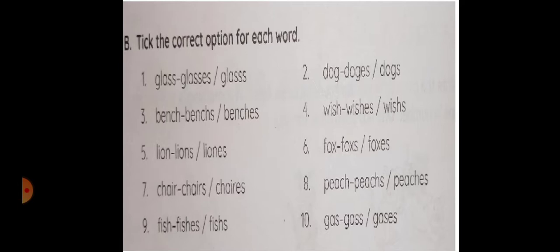Okay. Now take the correct option for each word. Glass, glasses, because the word ends in s, so the plural form will be es. Take the correct word. Dog, dogs. Bench, benches. Wish, wishes. And 5 to 10 you will do on your own and then you will recheck with the answers in the slide.